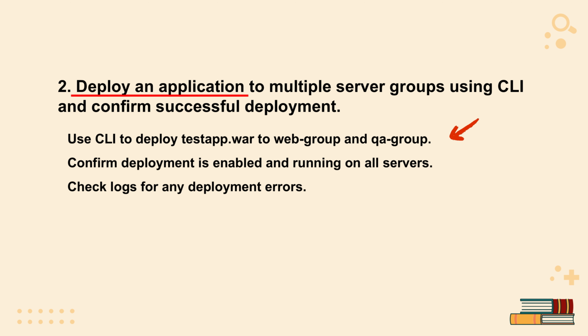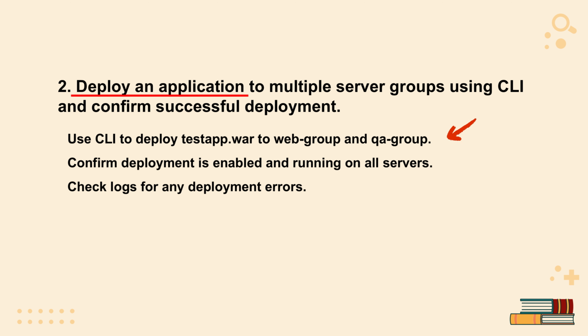Consistency again. And what about making sure QA looks like production? Environment parity. That's a great point. Deploying to multiple groups really helps with that. And you can even use it for things like canary deployments or blue-green rollouts. So it's like having a central dispatcher saying, okay, testapp.war, go here and here. Pretty much. Now, how do you actually confirm that it landed correctly in both spots?